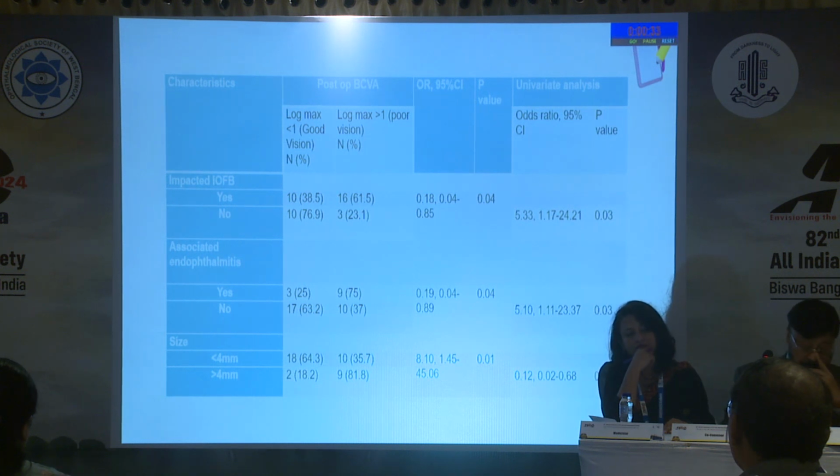First was the impacted foreign body, second was the associated endophthalmitis, and third was the size of the foreign body. So if the foreign body was impacted, there was presence of a preoperative endophthalmitis, and the size of the foreign body was more than 4 millimeters, these 3 factors were associated with a poor visual outcome, that is less than 6/60.